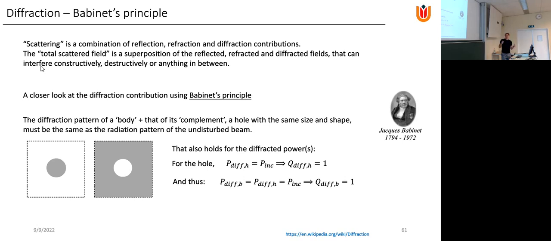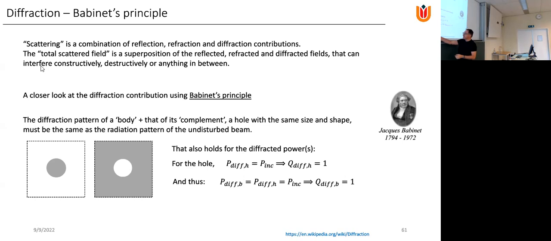So that means that in the classical experiment of the previous slide, if we had a hole in the screen and we would illuminate that hole, we would see a diffraction pattern in the end. Now, Babinet's principle tells us that if we replace that hole with a particle, the particle will cause the same diffraction pattern. So diffraction also causes redistribution of the incident light.